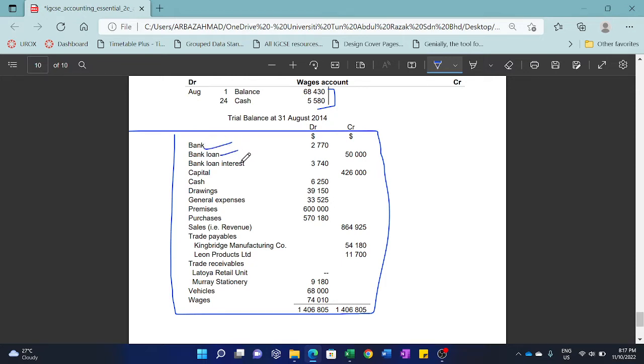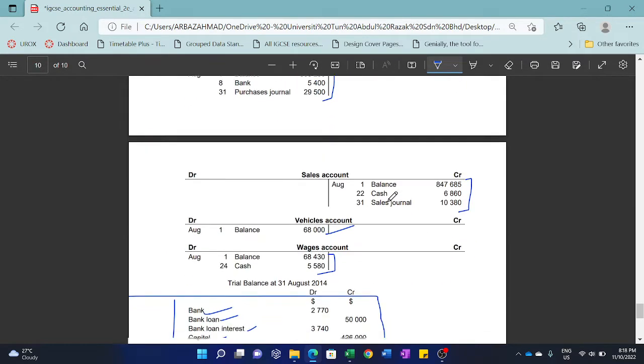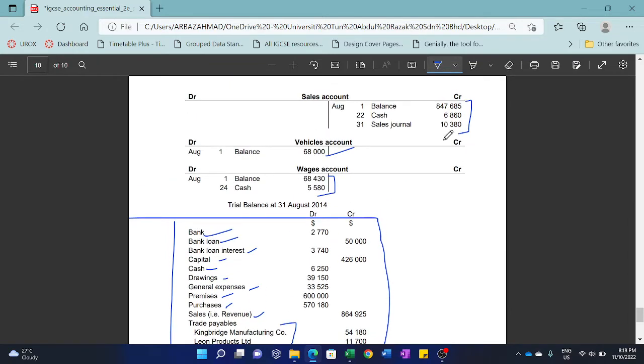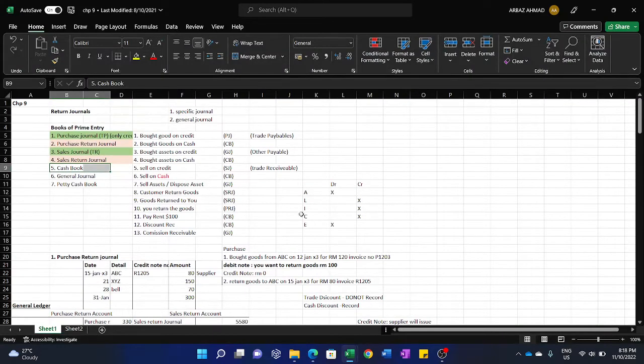It's an asset, it's a liability, interest is an expense, capital is capital, credit, cash is an asset, drawings, debit, expense, premises is an asset, purchase is an expense, sales is income, trade payable is a liability, receivable is an asset. Actually, exactly the same format. If you can do question 11, you can definitely do question 12. They are overlapping actually. Okay, let's jump into the next chapter.